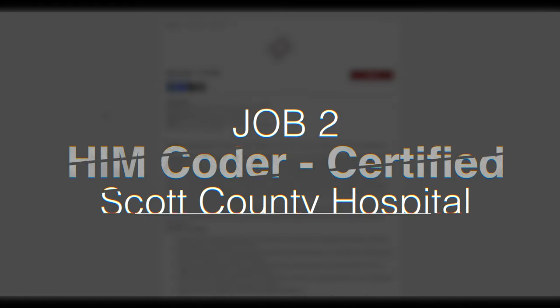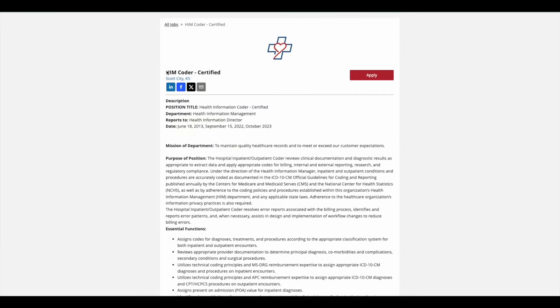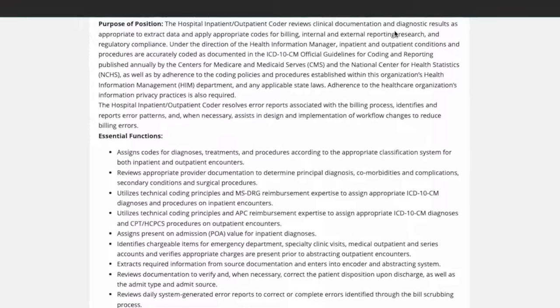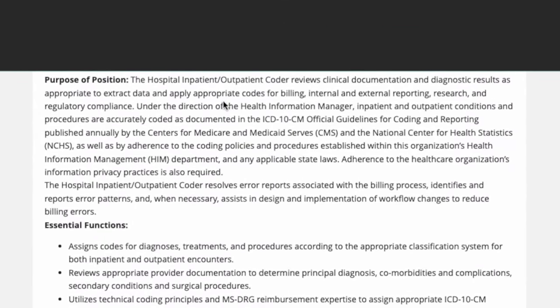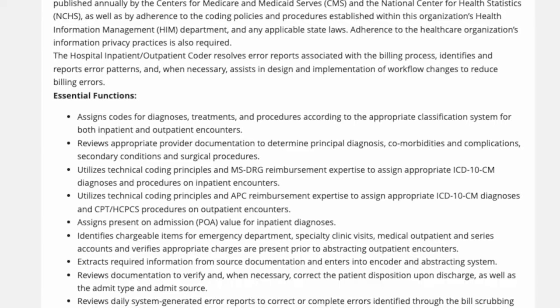We're going over 3 positions with Scott County Hospital. Let's take a look at the first position with Scott County Hospital. It is a HEM coder position. You must be certified. And let's go down a little bit more. It says that the hospital inpatient outpatient coder reviews clinical documentation and diagnostic results as appropriate to extract data and apply appropriate codes for billing, internal and external reporting, research, and regulatory compliance.